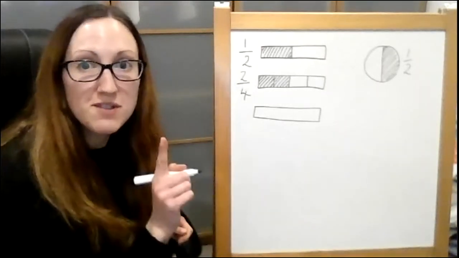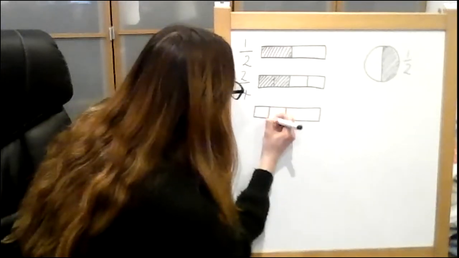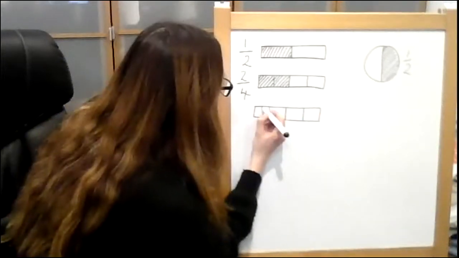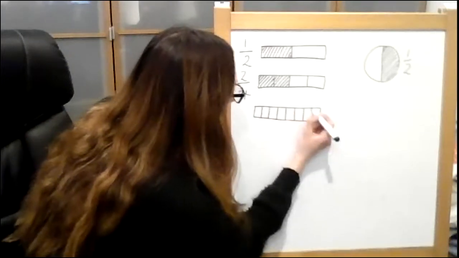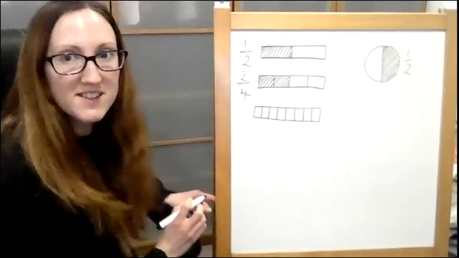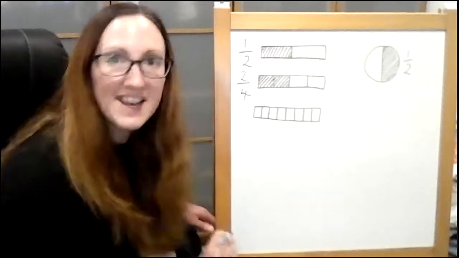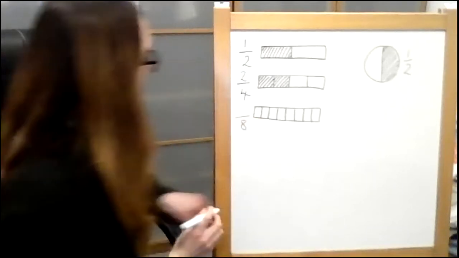Let's use the strategy from before. Let's divide it first of all into half, then let's divide it into quarters, and then again half of those will be eighths. We can check. 2, 4, 6, 8. 8 equal pieces. So I've got eighths here.